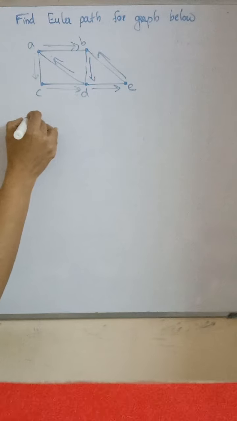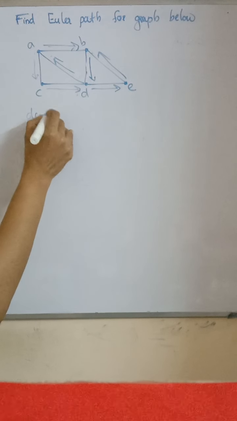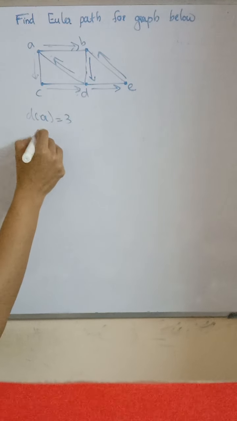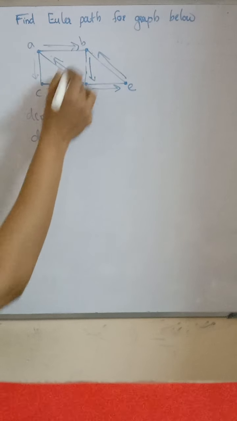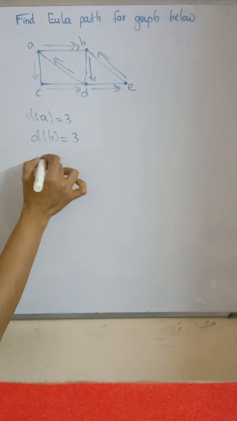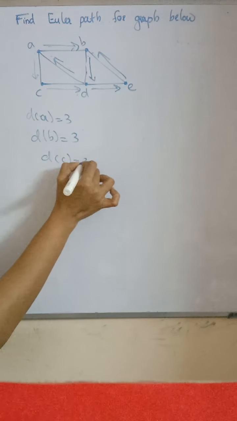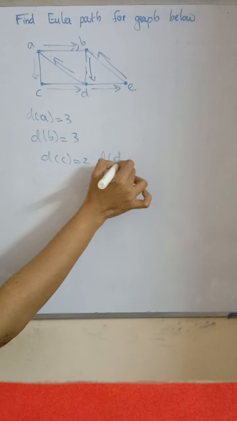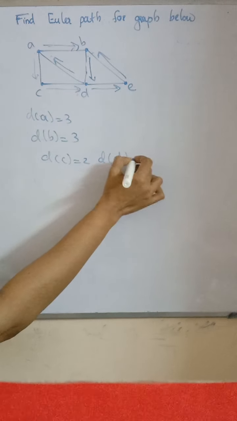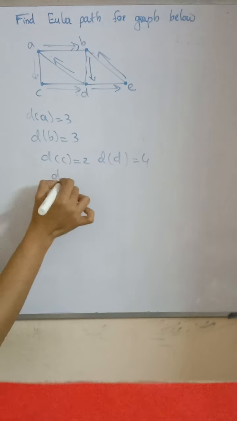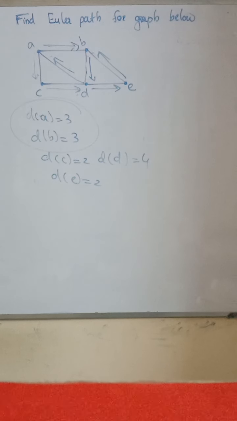What about the degrees of the vertices? Degree of A is equal to 3. Degree of B is equal to 3. And degree of C is equal to 2. And degree of D is equal to 4. And degree of E is equal to 2. So the number of odd degree vertices is 2. So this is an Euler graph.